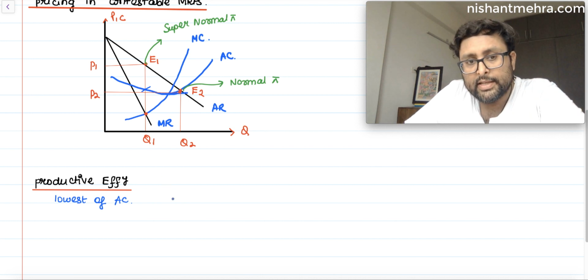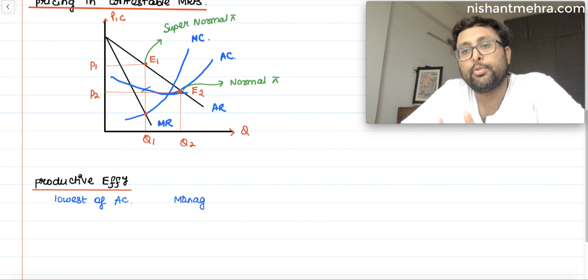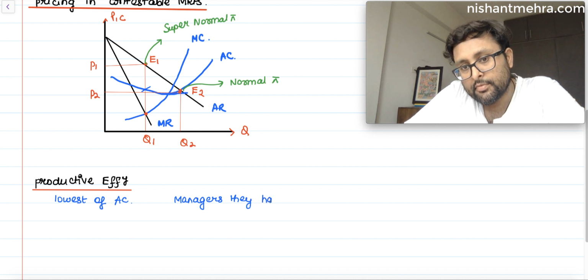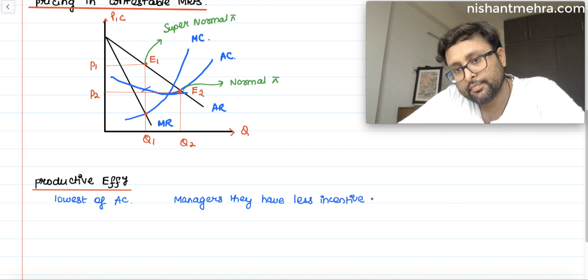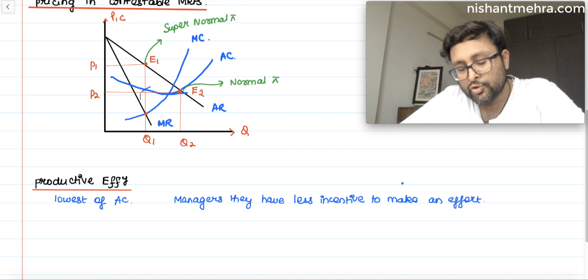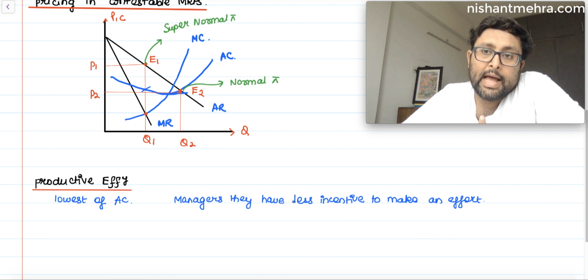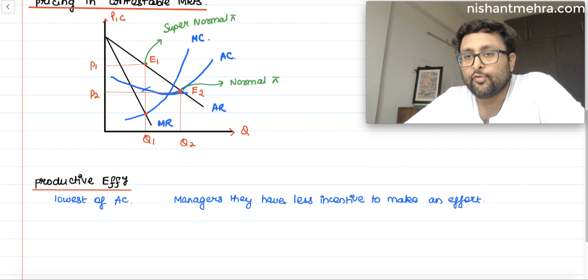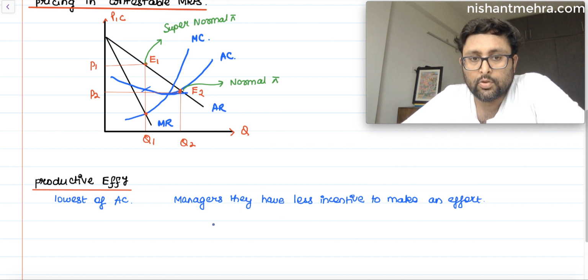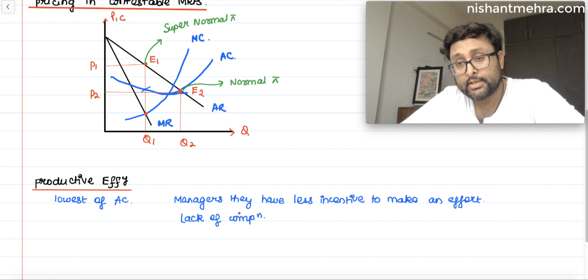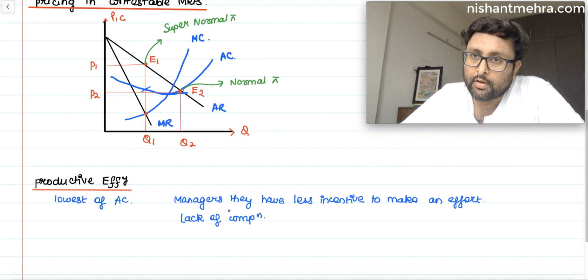The reason being that these managers, because let's say monopoly, we're taking the extreme case, managers have less incentive to make an effort, right? And also the lack of competition. If there is a lack of competition, then they're not going to search for ways to lower the cost, right? That also is one of the reasons that imperfectly competitive markets are going to have higher cost, and many inefficient firms will still be producing in the market.